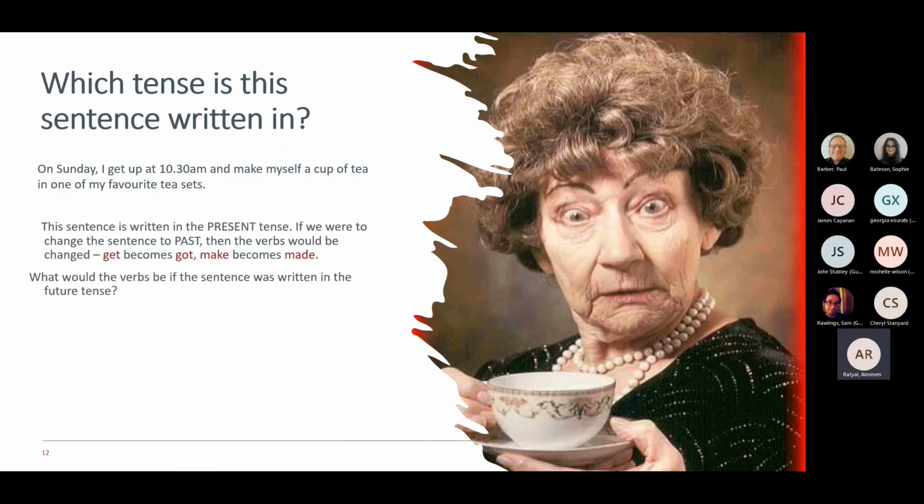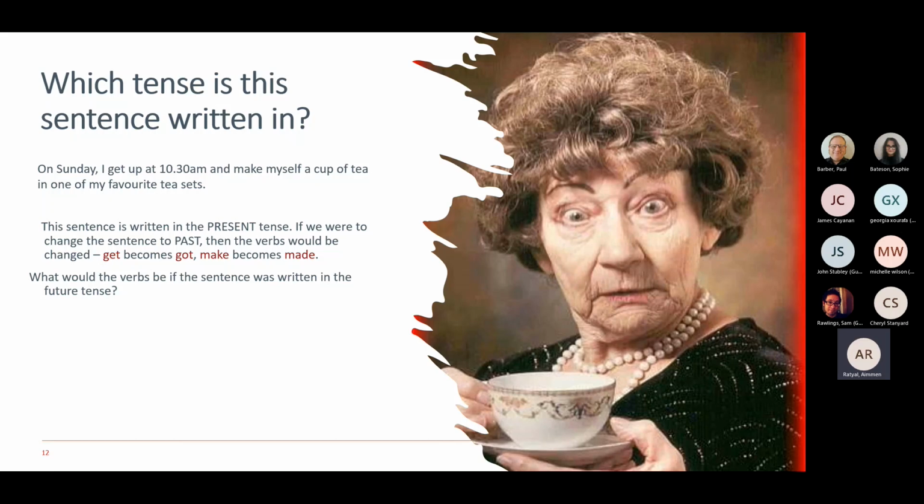Let's have a look. The sentence is actually written in the present tense. If we were to change the sentence to the past, then the verbs would be changed: get becomes got, and make becomes made. So you made the tea in the past.